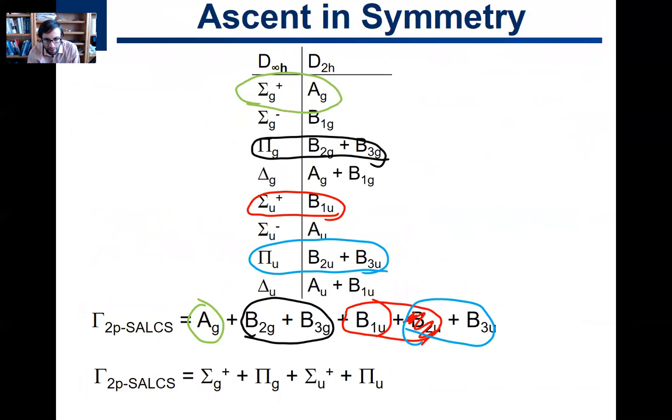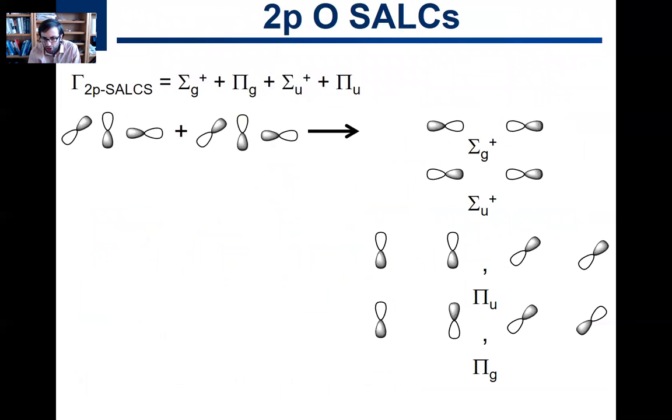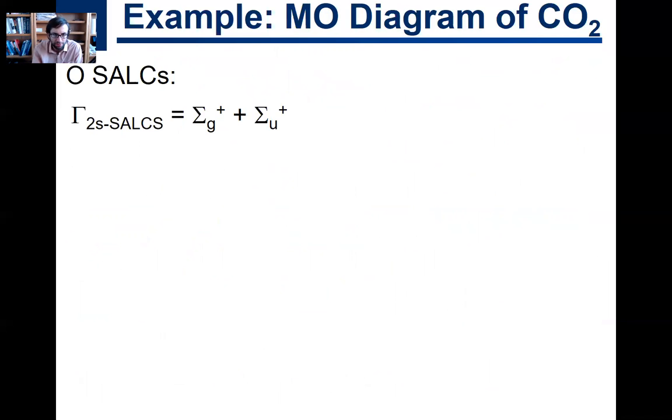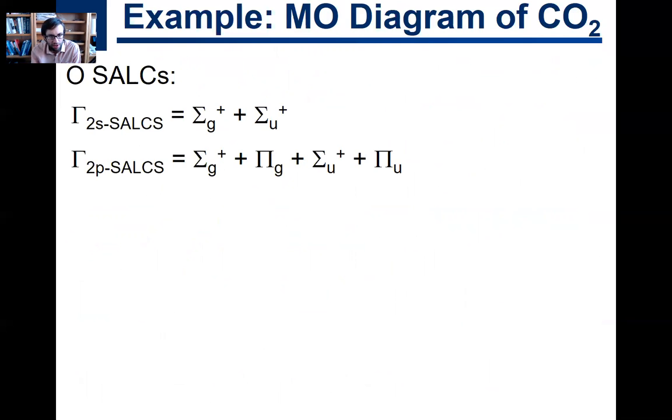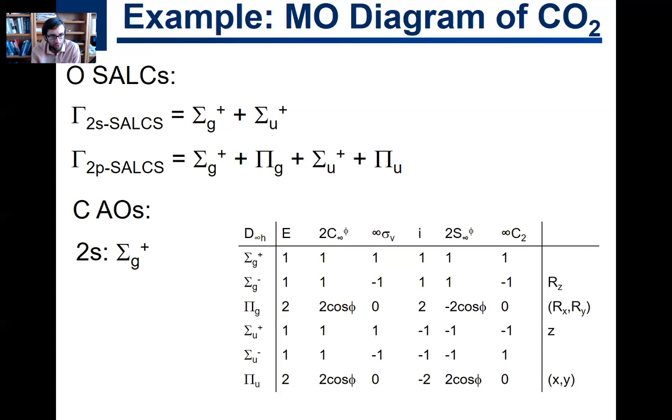All right, so now we're back in business. So I'm just going to show you the other ones. There's pi u. There's two of them because they're degenerate, and pi g. Now, we have total our oxygen SALCs. Don't forget, we had our 2s SALCs, right? And we now have our 2p SALCs. Now we have to look at our carbon atomic orbitals. What's available for bonding in carbon? Well, it's a second row element, 2s atomic orbitals and 2p atomic orbitals.